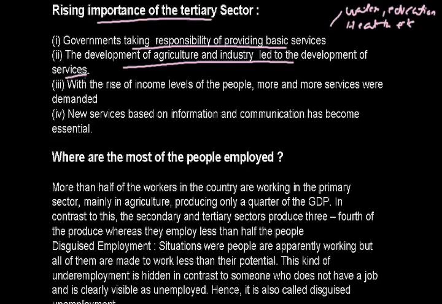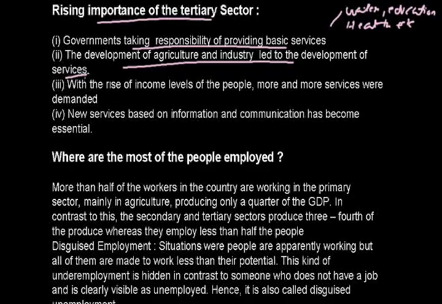It has to be transported to the industry, and the work will be done by transportation. And transportation is the part of tertiary sector. Same way, if industries are getting more raw material, obviously the output will be more, the finished goods will be more, and these finished goods have to be transported to the market.